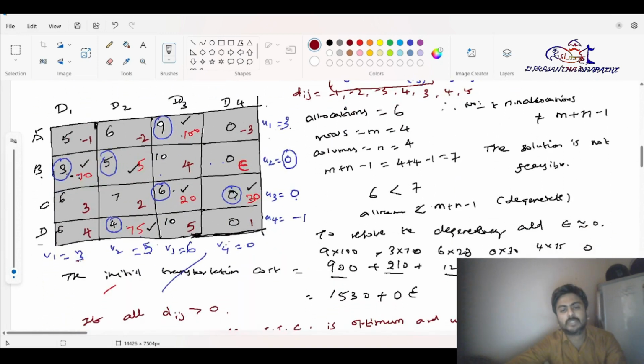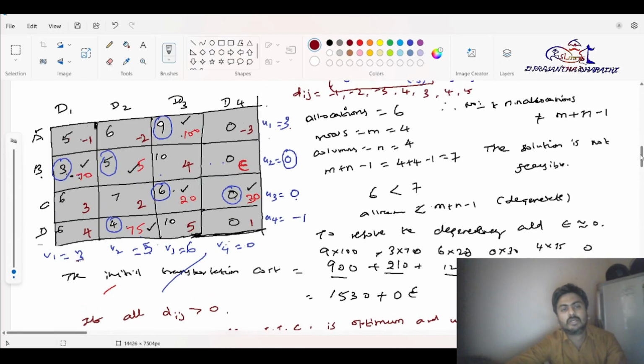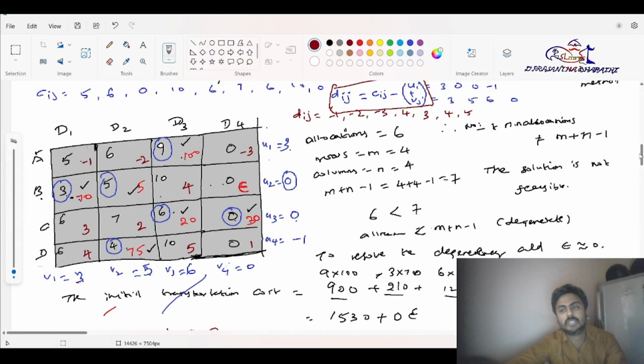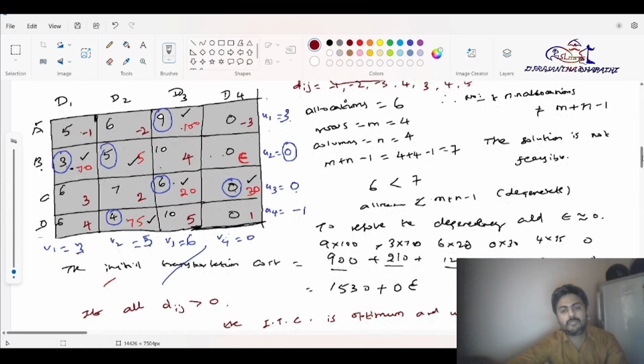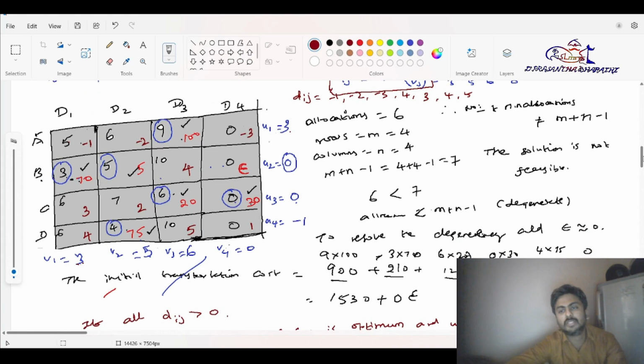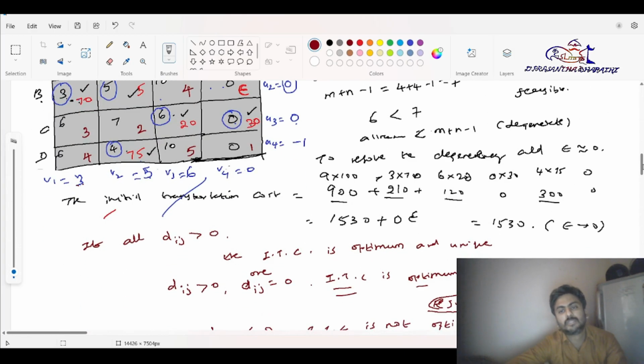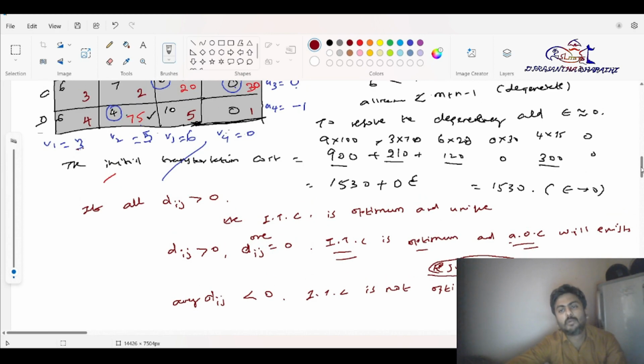Now you are applying the Vogel's approximation method, and you are trying to allocate the transportations to each cell. So you are getting the number of allocations less than the value of m plus n minus 1. So this solution is not feasible, or this is degenerate. Not feasible means this is degenerate. So you have to make it feasible. For that, to resolve the degeneracy, you are adding an epsilon.